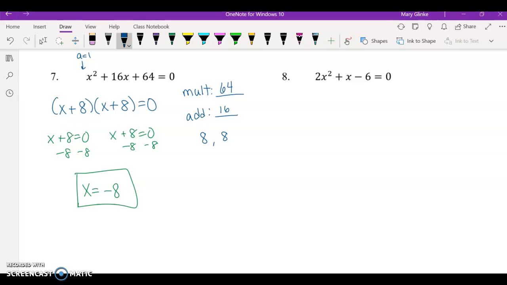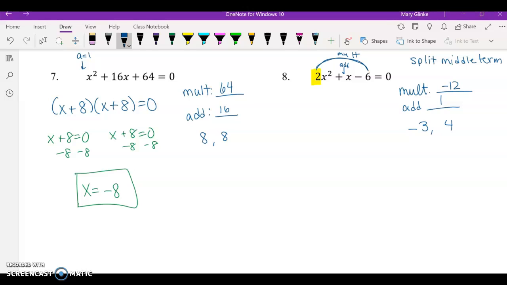Number 8 is also equal to 0 already, but here's our first time we have this 2 out in front. So to factor this one, we're going to have to use split middle term. So we are going to multiply a times c. For this one, we are looking for what multiplies to get negative 12. Again, we're doing 2 times negative 6. And now we're looking for what adds to get our middle term, which is 1. So 1 and 12, 2 and 6, 3 and 4, that's going to be the one that we settle on as long as 3 is negative.